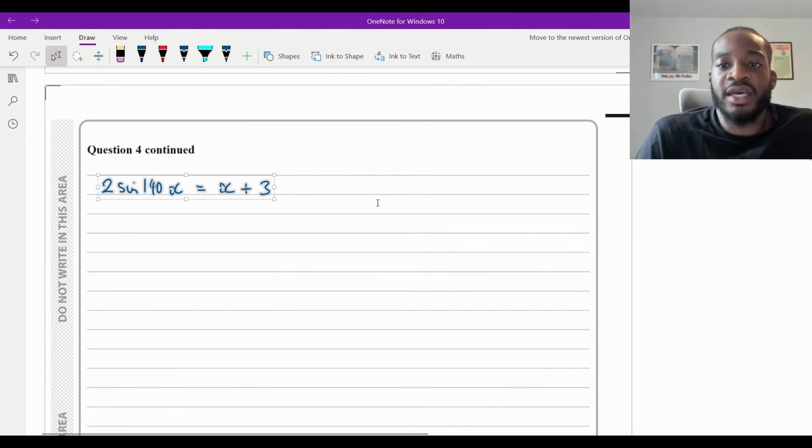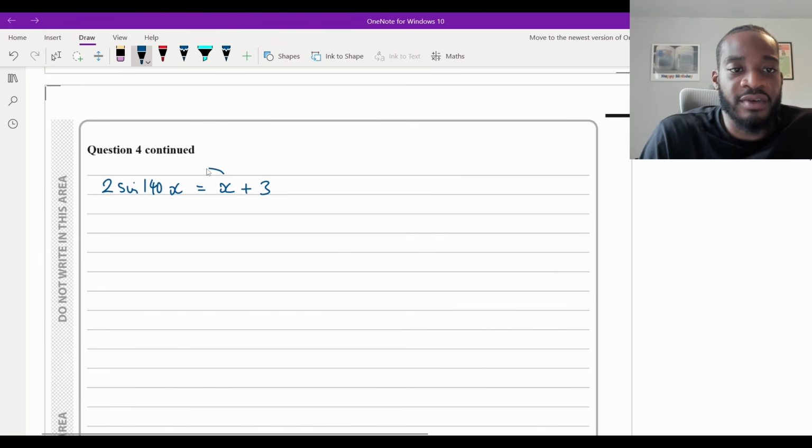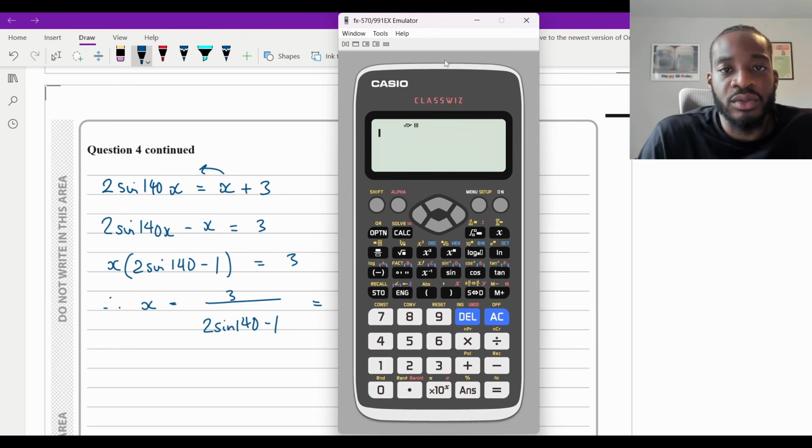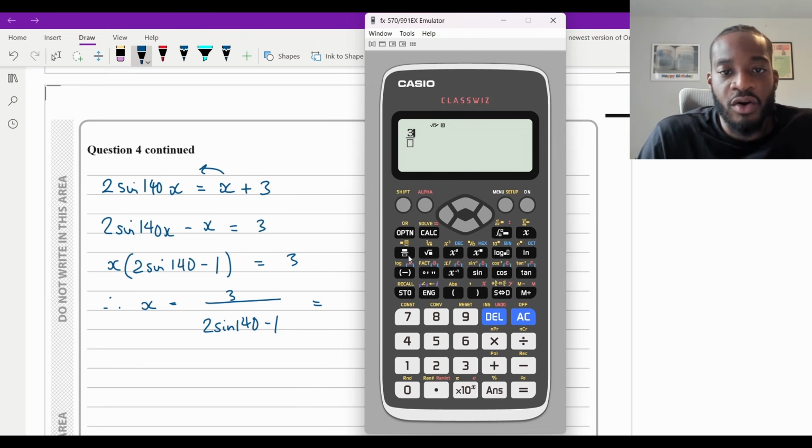Okay. So to get x now, I'm just going to move that x over there. So it's going to be 2 sine 140 x minus x is equal to 3. I'm going to take out an x because I want to isolate it. So it's going to be x times 2 sine 140 minus 1 equals 3. That means that x is equal to 3 over 2 sine 140 minus 1. What is that equal to? So putting that in there, 3 over 2 sine 140 minus 1 is equal to 10.5, isn't it?